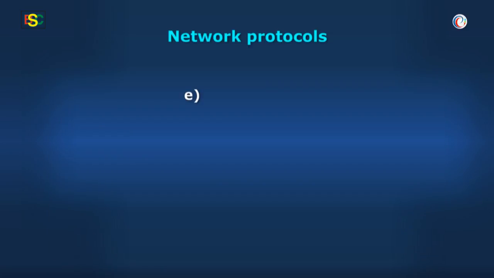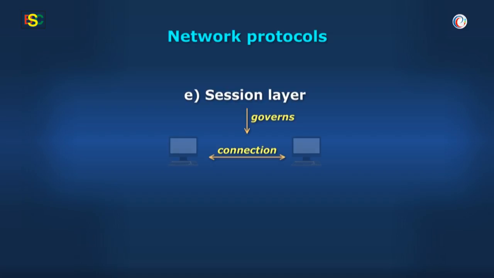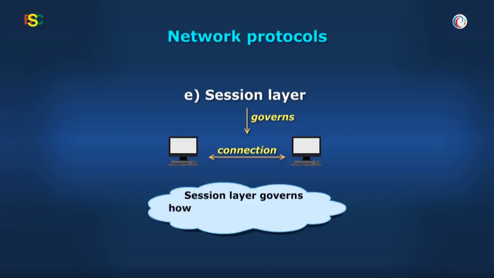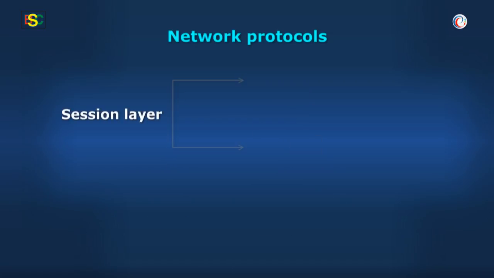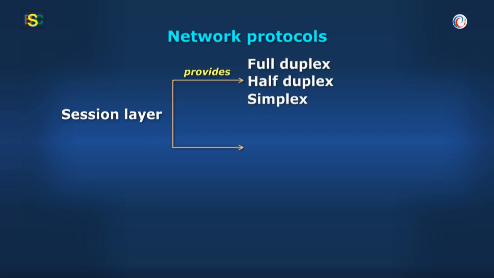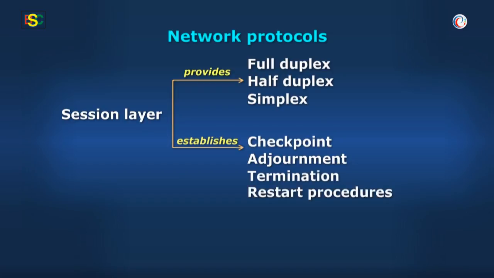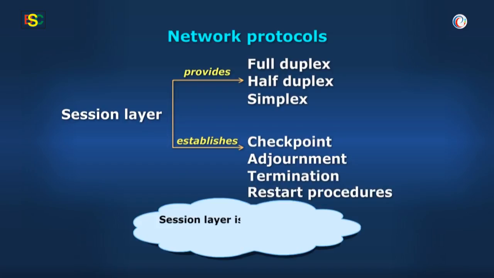E. The fifth layer is the session layer of the OSI model. It governs the connections between the computers, that is, how the connections are created, terminated, or managed. It also provides full duplex, half duplex, or simplex operations, along with establishing checkpoint, adjournment, termination, and restart procedures. The session layer is mostly used for implementing remote procedure calls in application environments.